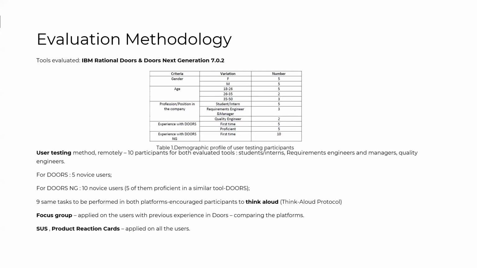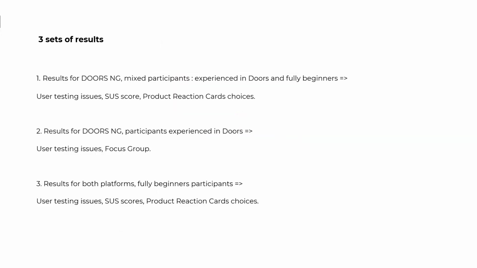The participants were handed 9 tasks to be performed, the same tasks for both platforms, and they were encouraged to think aloud. The focus group was applied on the experienced users when testing the DOORS NG tool, with the scope of comparing the platforms based on their immediate experience. The system usability scale survey and the product reaction cards methods were applied on all the users of the evaluation. We obtained 3 sets of results.